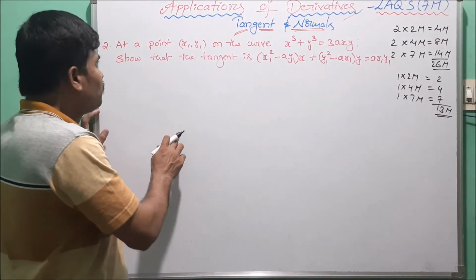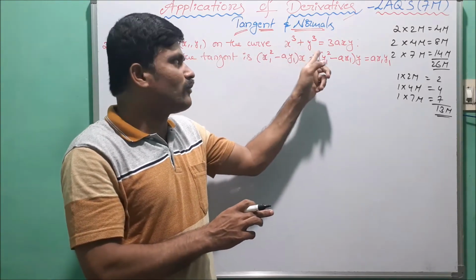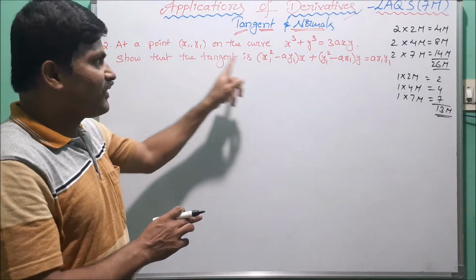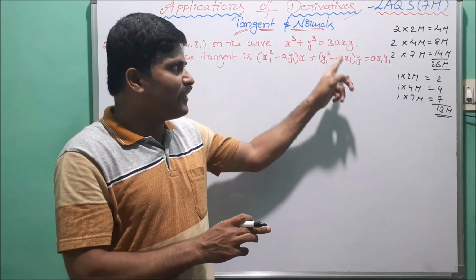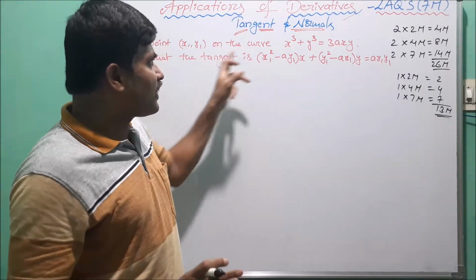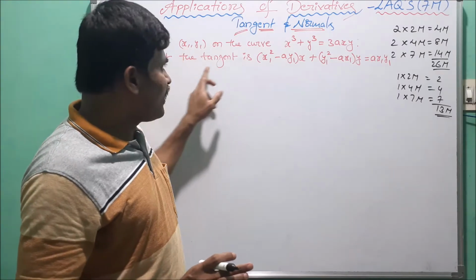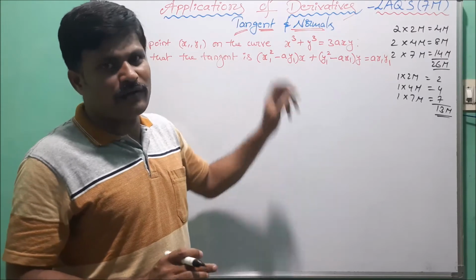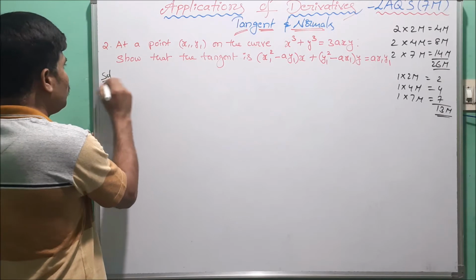Now the second problem. At a point x1, y1 on the curve x cube plus y cube equals 3axy, show that the tangent is x1 square minus ay1 into x plus y1 square minus ax1 into y equals ax1 y1. Here the given curve is x cube plus y cube equals 3axy. Here also x1, y1 is a point on the curve. Now we go to the solution.